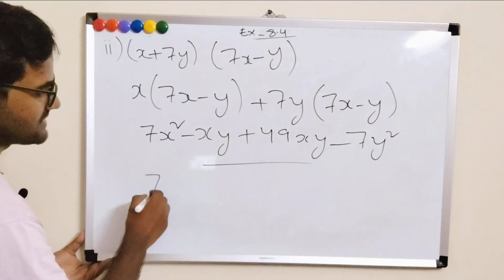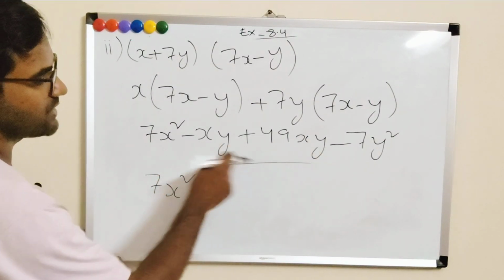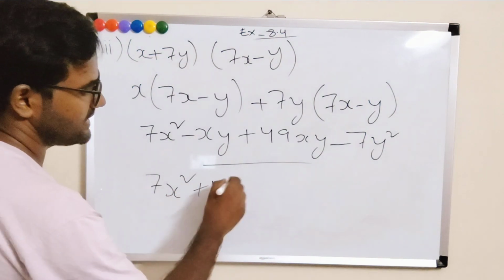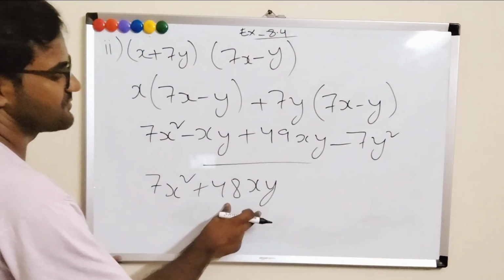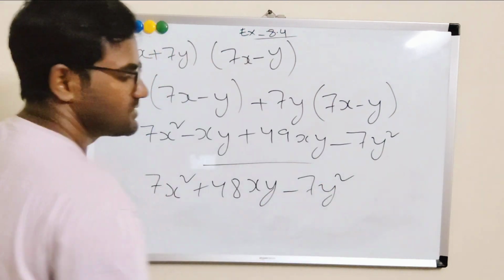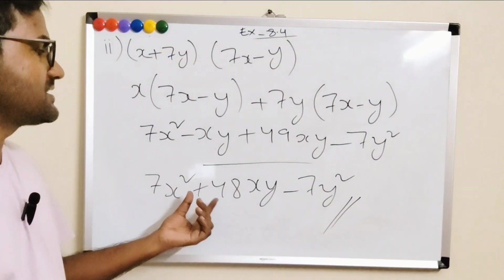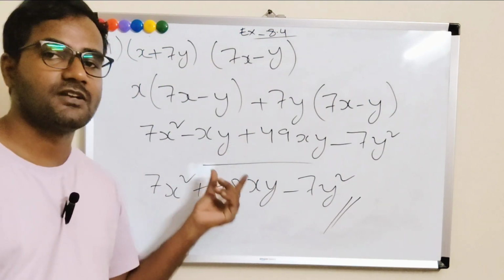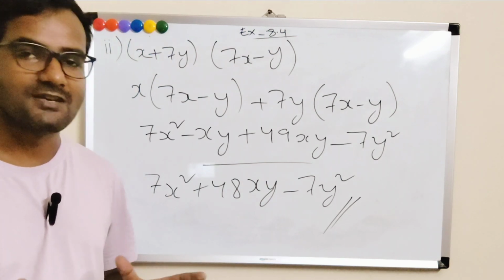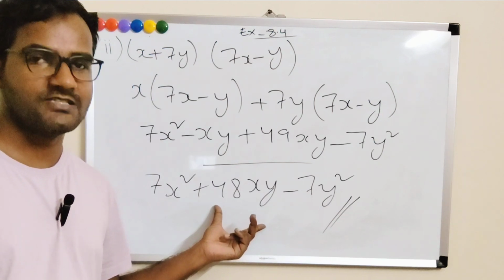So this one you bring down as it is, 7x square. Then here, 49xy minus 1xy will be plus 48xy, right? Plus 48xy minus 7y square. So this is your required answer, right? See, I'm not telling you which sign to take here and which not, because I've already explained in the beginning. I don't want to say the same thing on and on, so that's why I'm writing the answer directly. I hope you are understanding well.